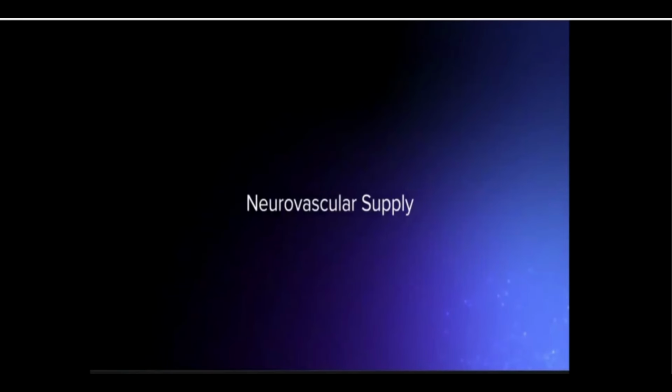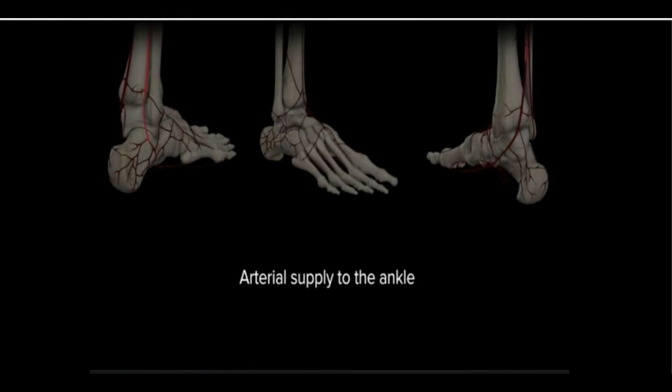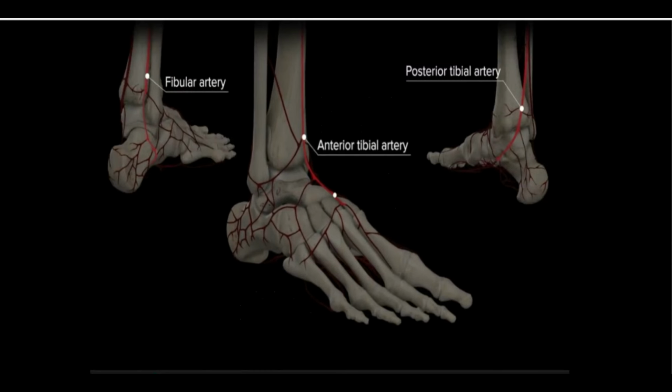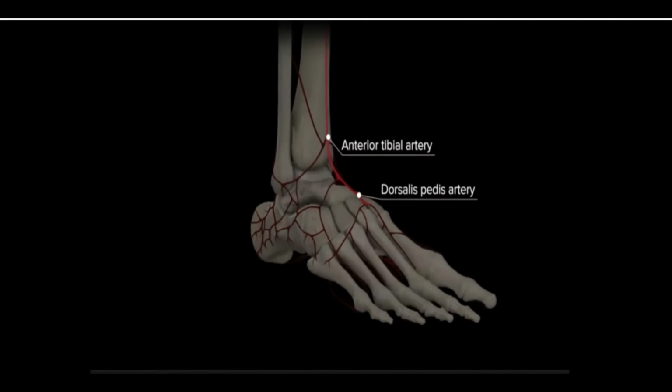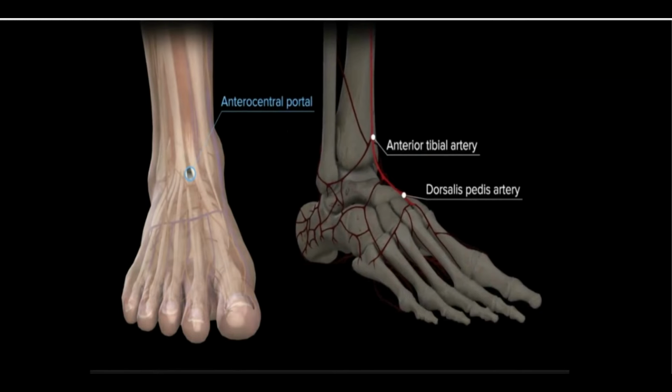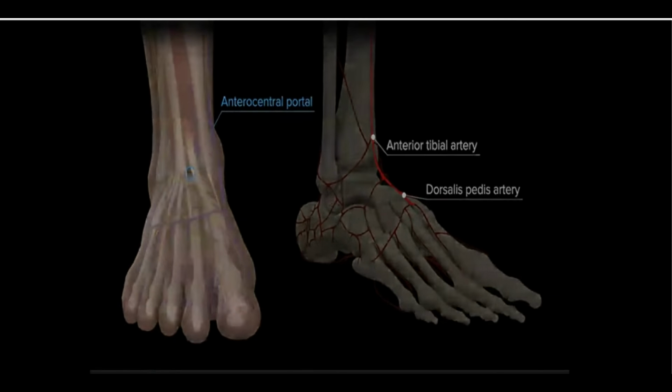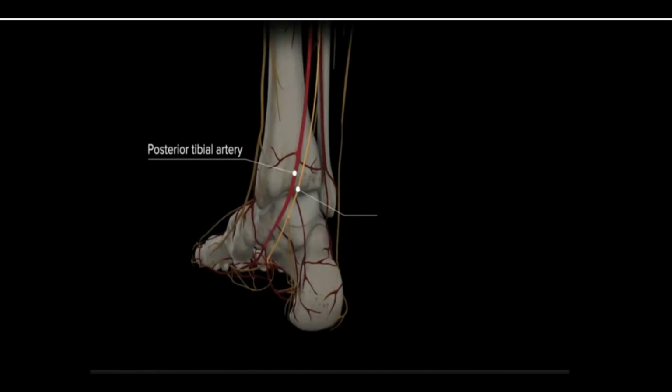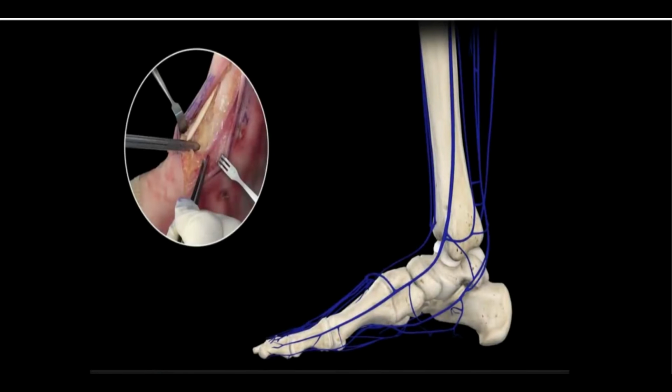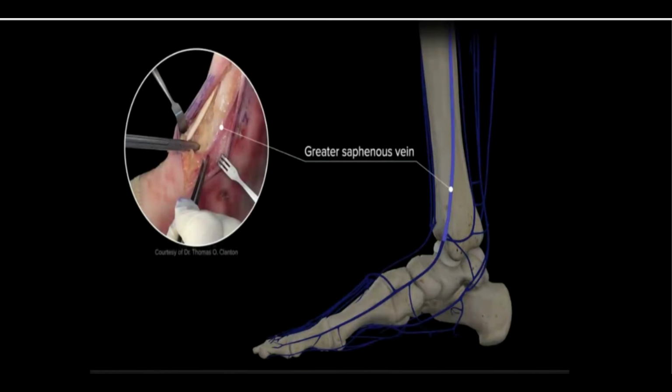Finally, we will cover the neurovascular structures. There are 3 arteries which perfuse the ankle: the fibular artery, the anterior tibial artery, and the posterior tibial artery. A branch of the anterior tibial artery, the dorsalis pedis, runs in close proximity to the anterocentral portal. As a result, this portal is rarely used. The posterior tibial artery travels with the tibial nerve. The venous supply accompanies the arteries. The greater saphenous vein runs in close proximity to the anteromedial portal.